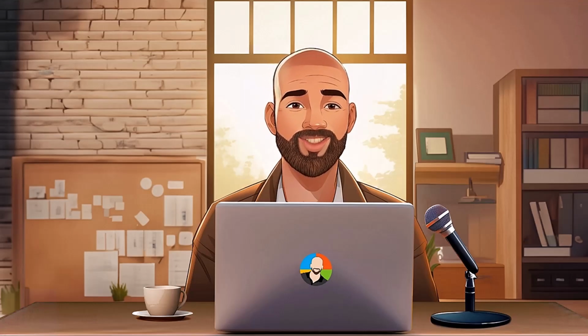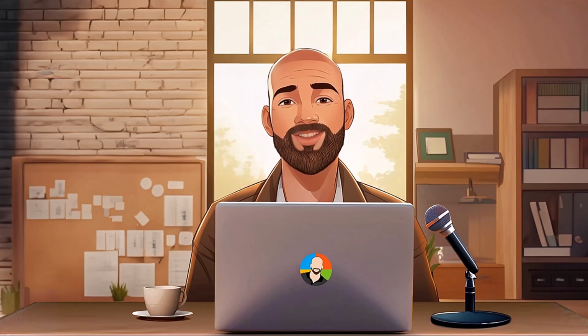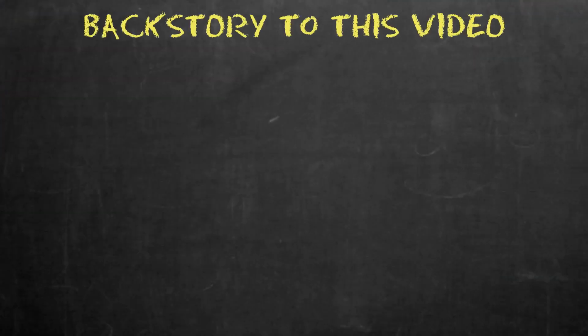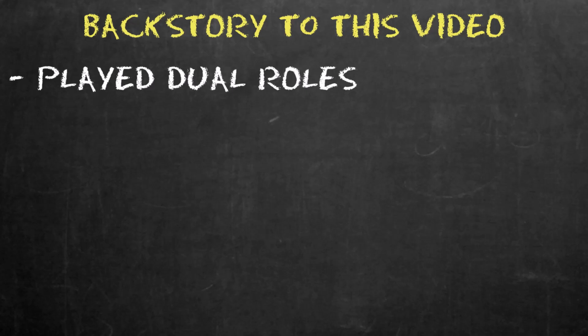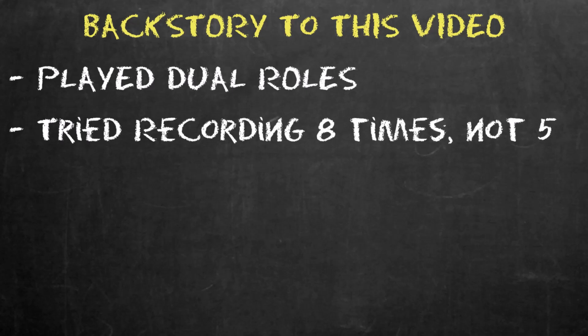So let me give you the backstory to this video without being too long-winded. As I set out to record the video, I played dual roles the entire time. The first role was someone who had no clue what to do, while at the same time provided coaching to Gemini when I figured it was getting confused. And you may have picked up on that. Instead of trying 5 times with Gemini, it actually took me 8 times to record this. I deleted the first 3 because Gemini wanted no parts of what I was trying to do, so it took a while to get going.